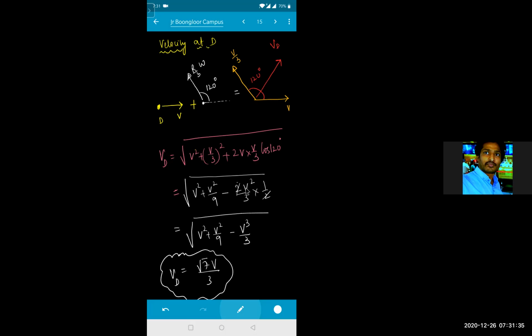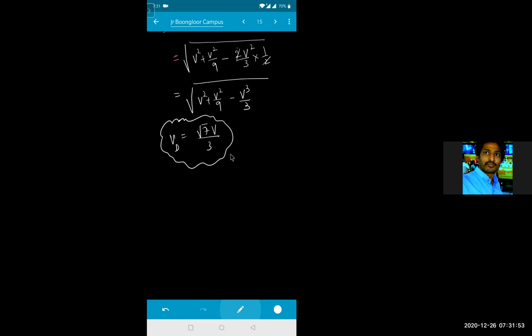So V square, you bring it out. So this will be V square plus V square by 3 square, which is 9, plus 2 into V square divided by 3 into cos 120. This 2 will get cancelled. So it is V square plus V square by 9 minus V square by 3. So how much are you getting for the velocity at point D? The velocity at point D is under root of 7 into V divided by 3. So that will be the velocity at your point D.